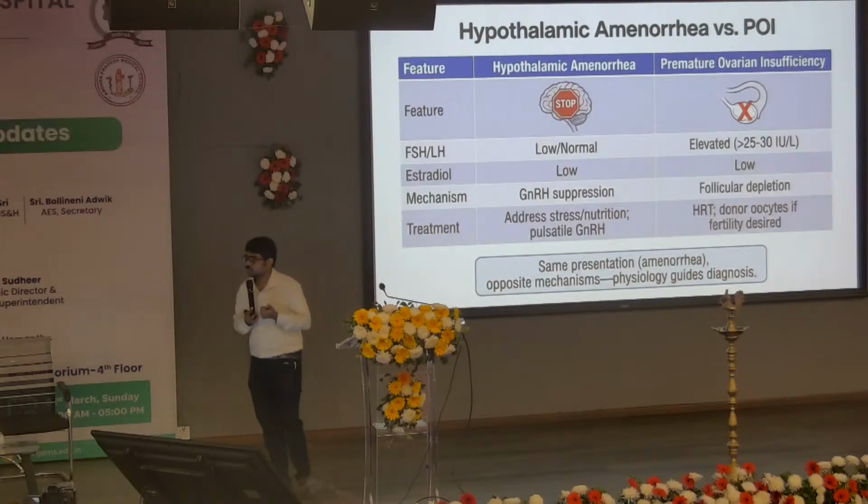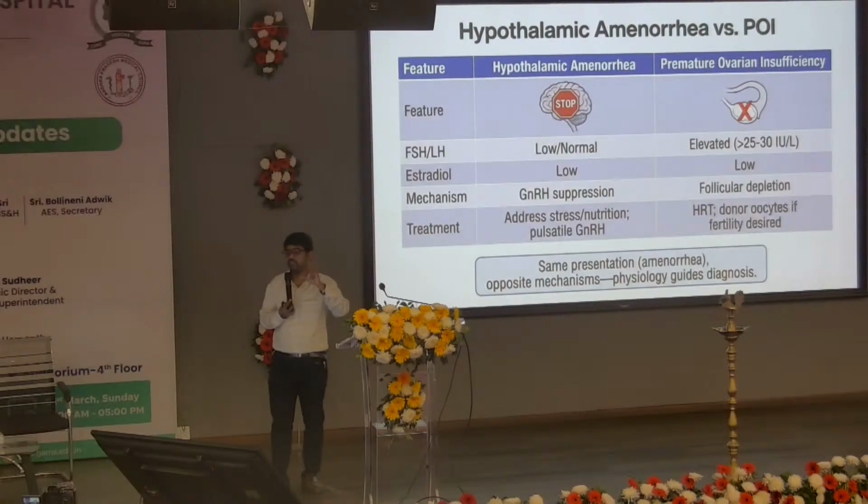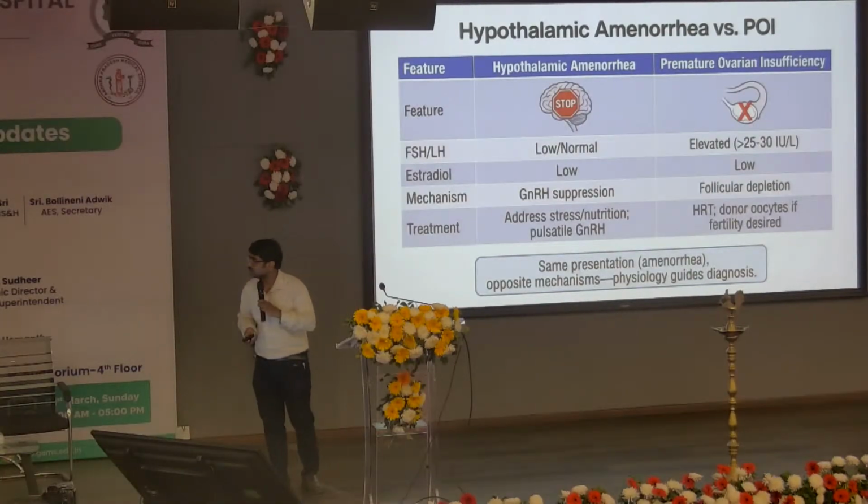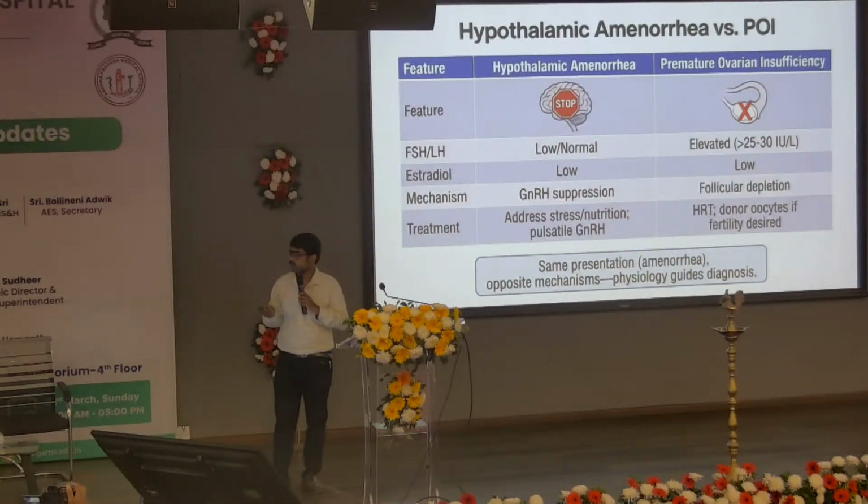Whereas in premature ovarian insufficiency, the problem is with your gonads. You have an intact hypothalamic pituitary axis with normal functioning, but the problem is with your gonads, so you're unable to release the ovum. The treatment is either hormonal replacement therapy, or in case of desire for fertility, you're going to go for donor oocyte.